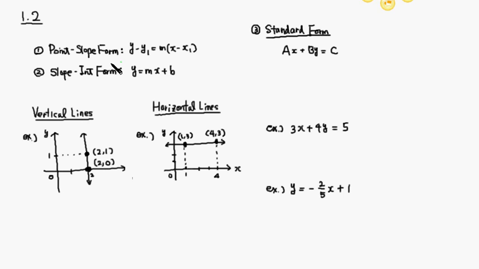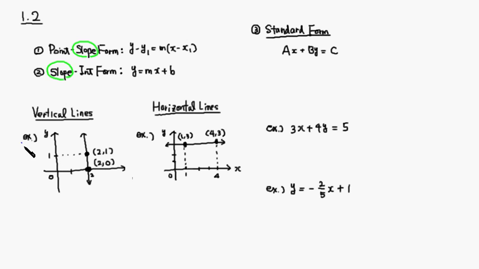What these two forms have in common is that both of them require a slope, right? But there's a kind of line that does not have a slope, or has an undefined slope, which is the vertical lines. So a vertical line does not have a slope. For example, let's look at this vertical line here. This vertical line goes through (2, 0) and (2, 1).